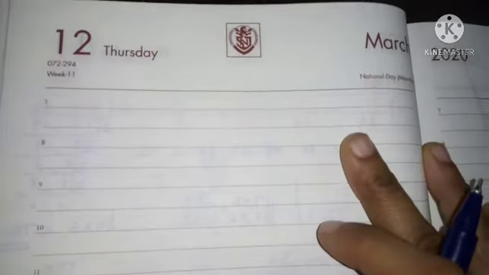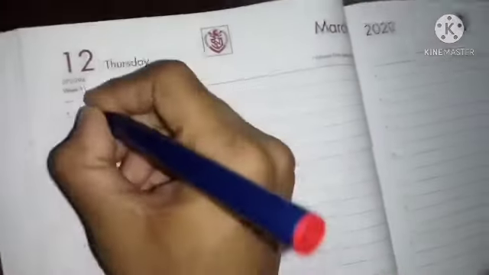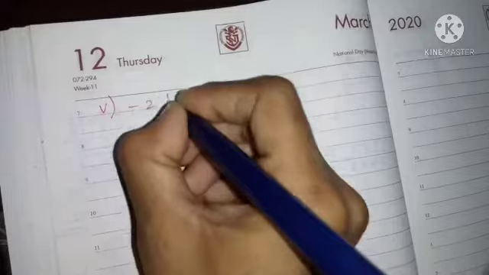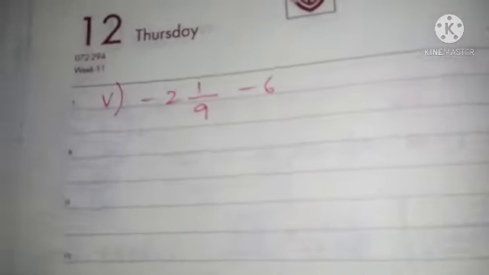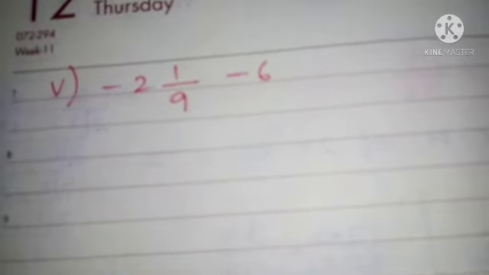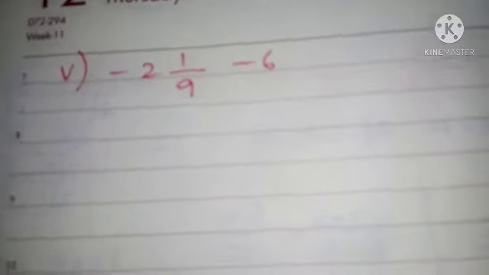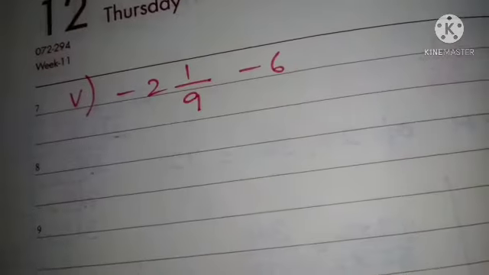Okay. Your third problem and your fourth problem is your homework. Now I am doing you the fifth problem. Fifth problem, minus 2 1 by 9 minus 6. Third subdivision and your fourth subdivision is your homework, children. Minus 2 1 by 9 minus 6 is the answer.